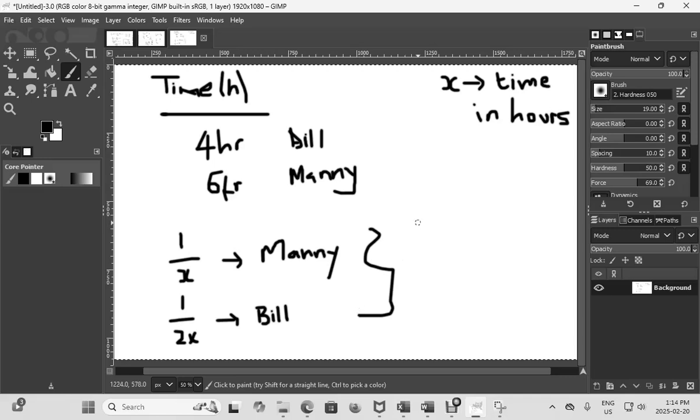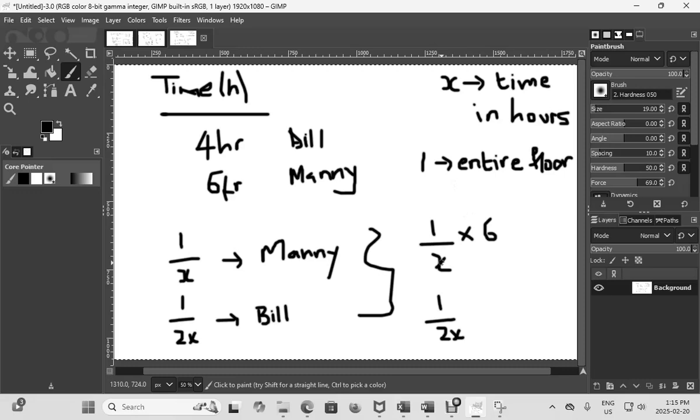Over here, you have 1 over x. Since this is Manny, this will be times 6, and 1 over 2x. That's your work rate. The reason we have a fraction here is because 1 represents the entire job. In terms of flooring, this would be the entire flooring, the total amount of work.